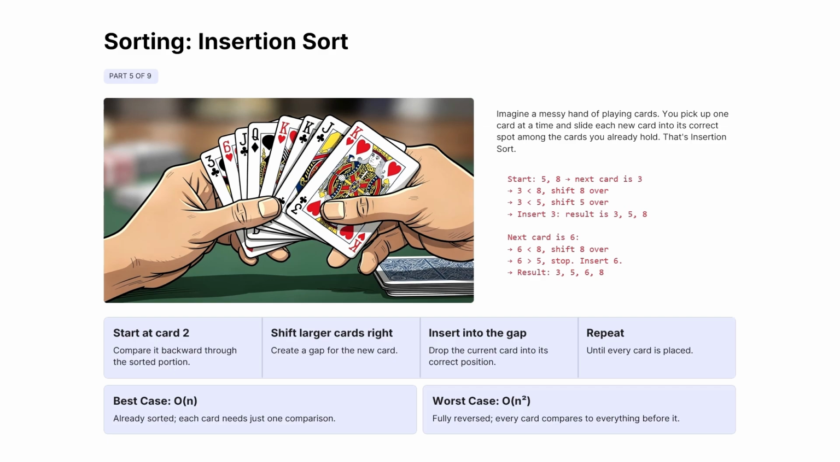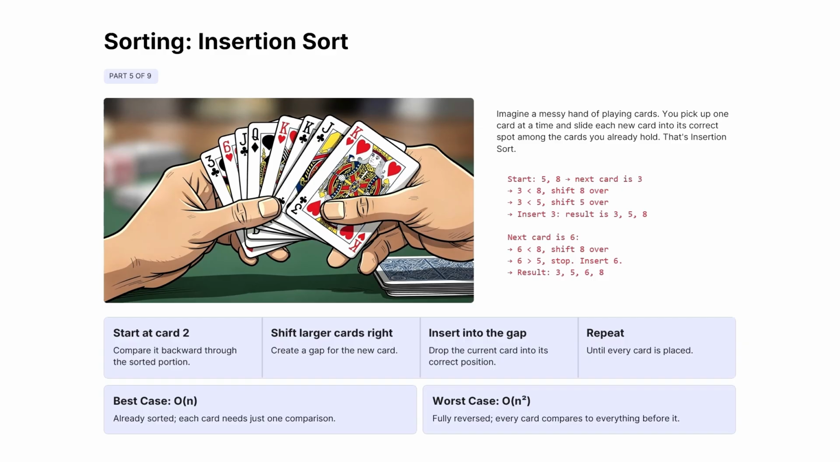Imagine you have a messy hand of playing cards, and you want to sort them from lowest to highest. That's exactly how insertion sort works. Think of this process. You pick up cards one at a time and place each new card into the correct spot among the cards you've already sorted. At first, you only have one card. A single card is already sorted.